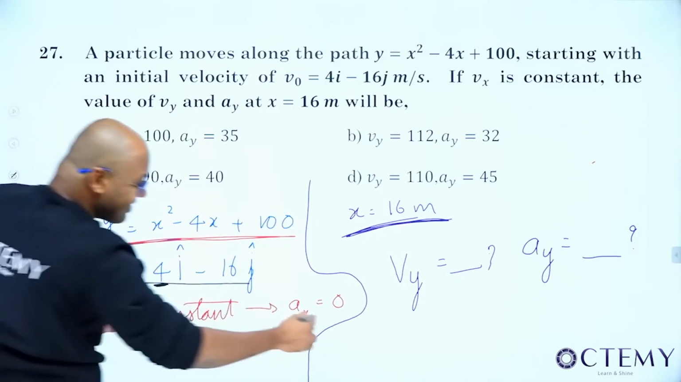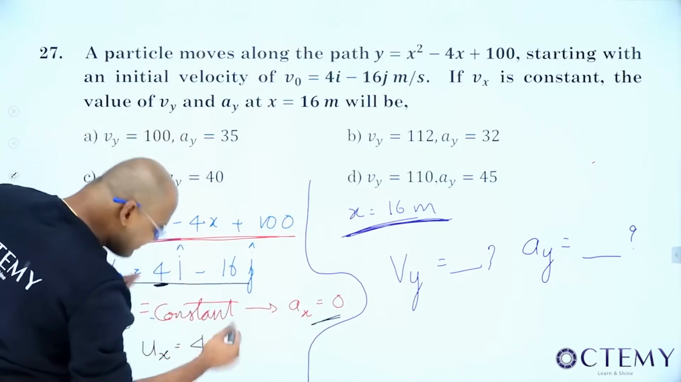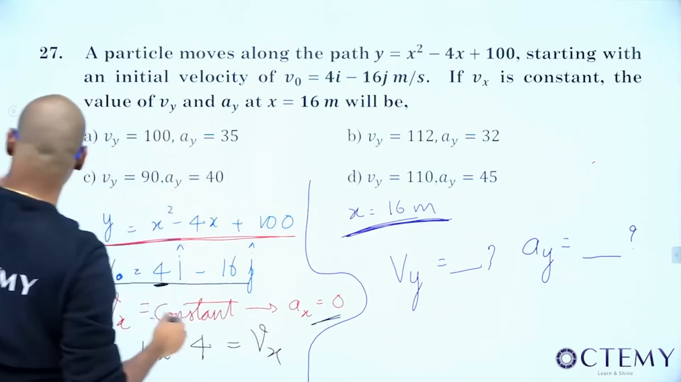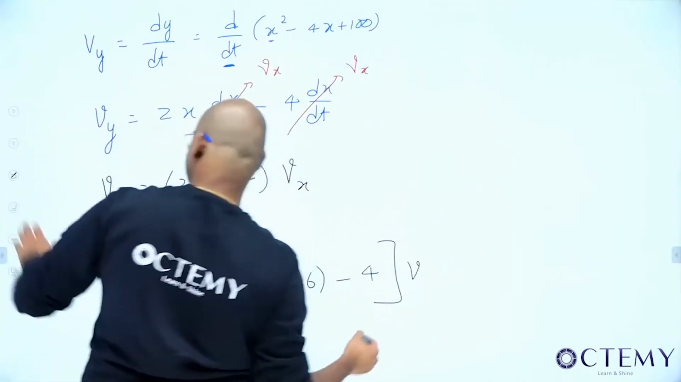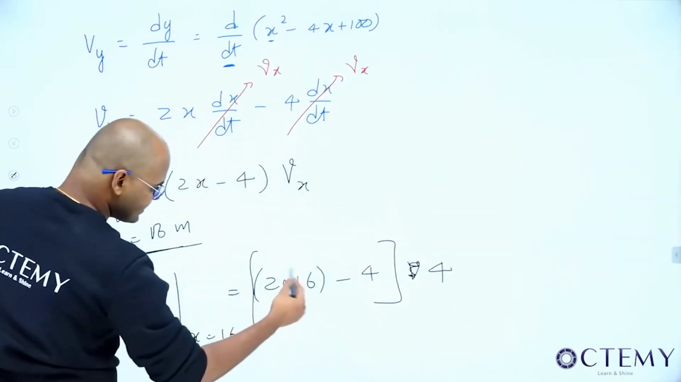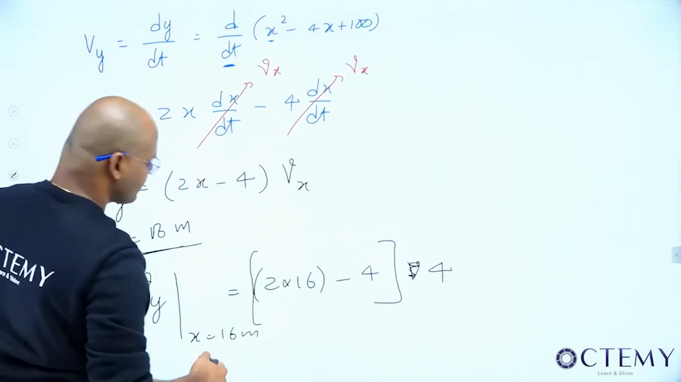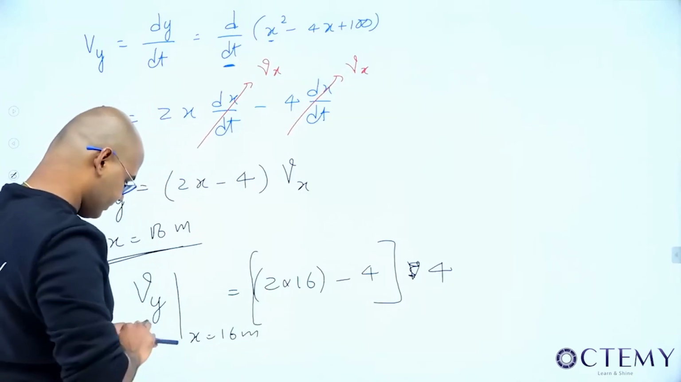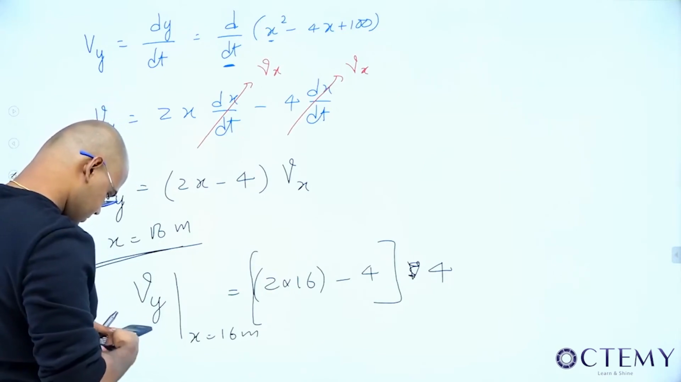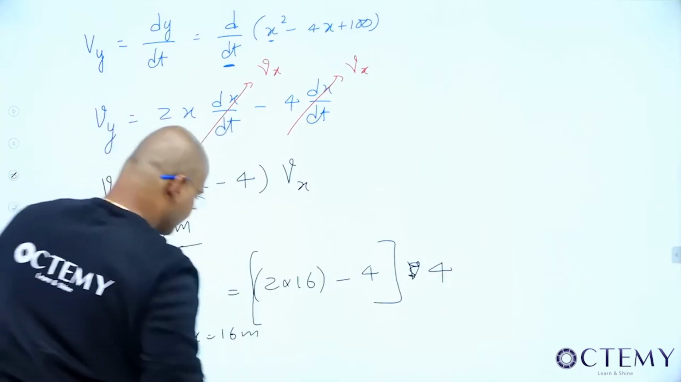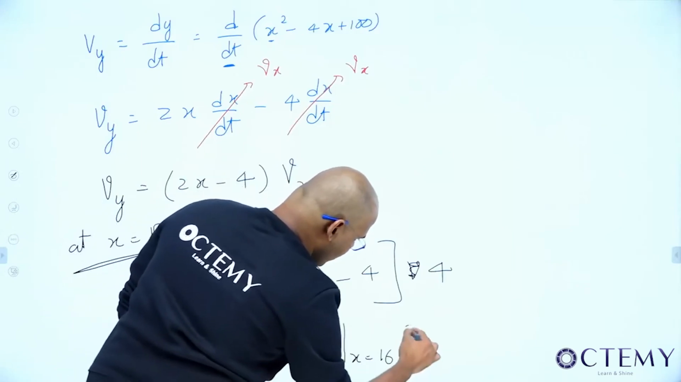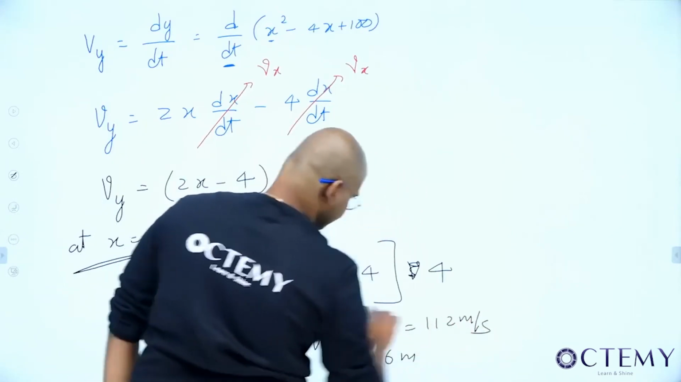4. And as acceleration is 0 and it is a constant, so anywhere it is at x equal to 1 or 100 or 16 or 20, it is always same. So what's the velocity in x direction at x equal to 16 meters? 4. Now how much is that going to be? 16 2s are 32. 32 minus 4, 28. 28 into 4, 112. So the velocity in y direction at x equal to 16 meters is 112 meter per second.